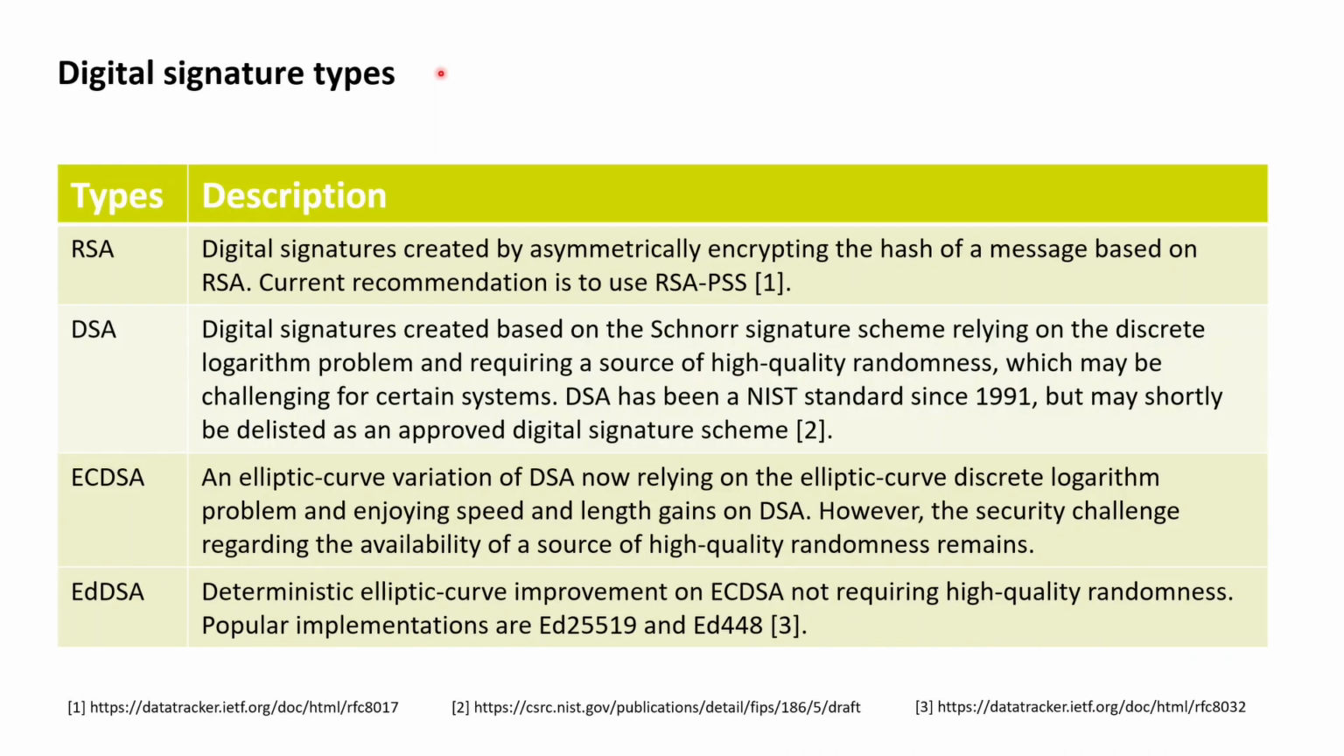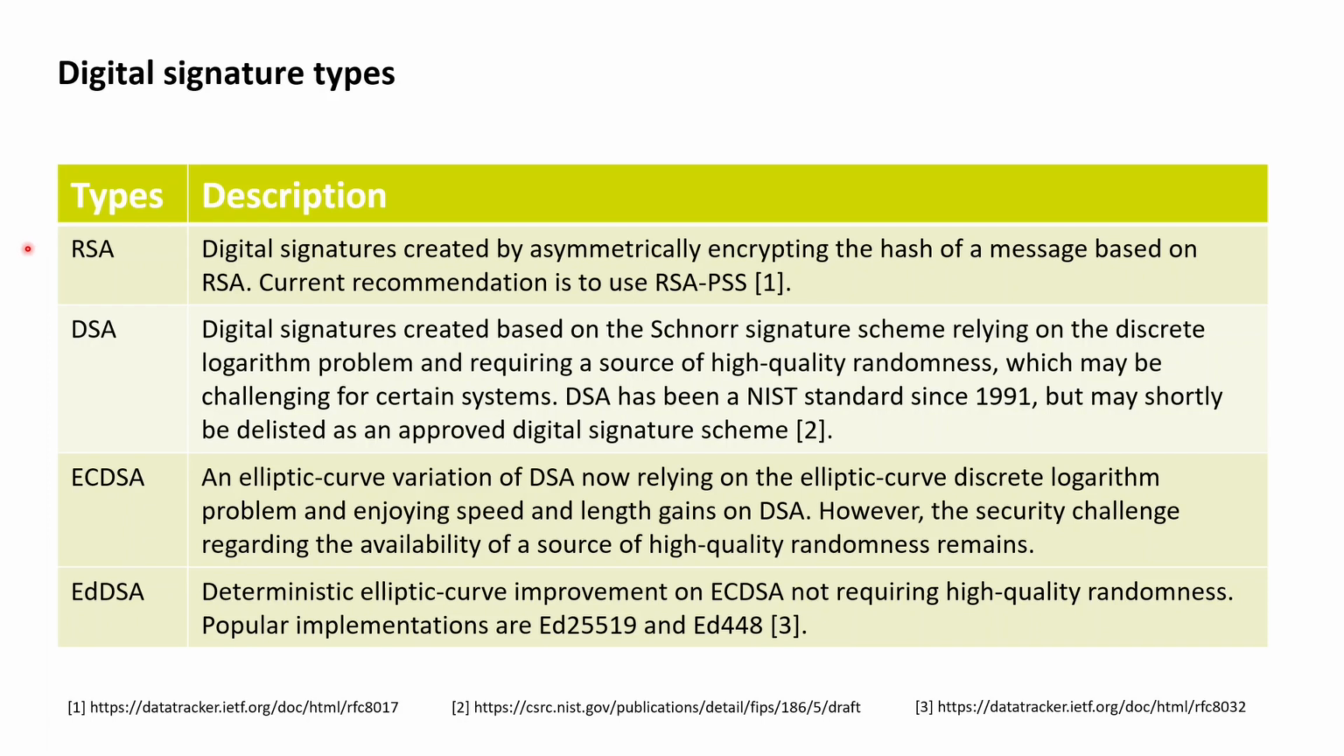There are a couple of different types of digital signature systems. One major type of digital signature system relies on the asymmetric encryption of the cryptographic hash values with RSA, and the current recommendation is to use the probabilistic RSA digital signature scheme, RSA PSS, which introduces randomness into the creation of the digital signatures, which is required to really provide security to the digital signatures created.